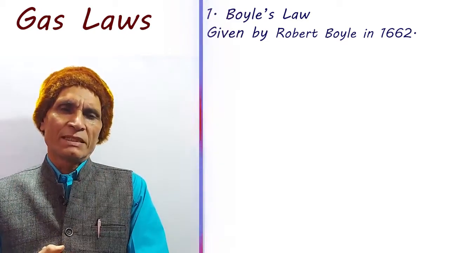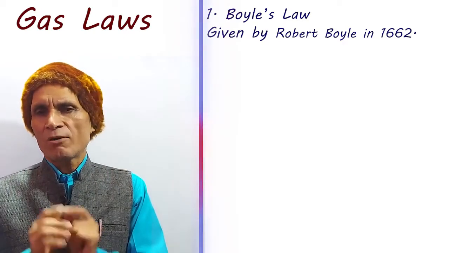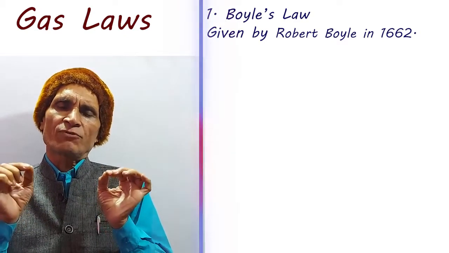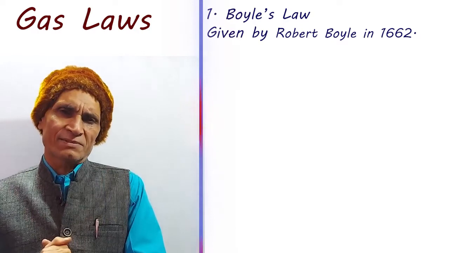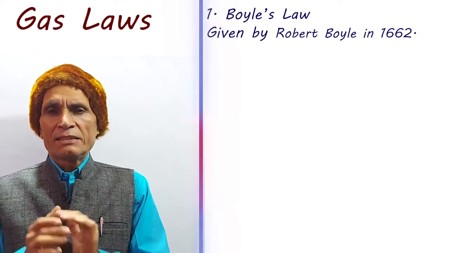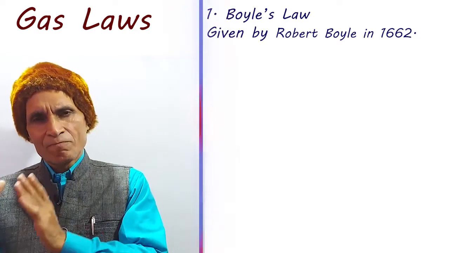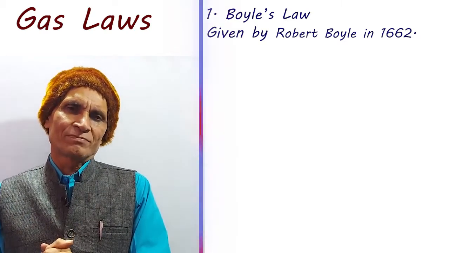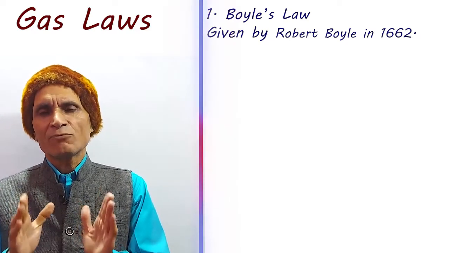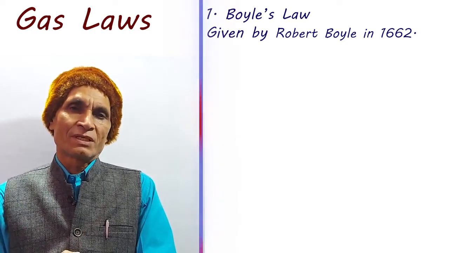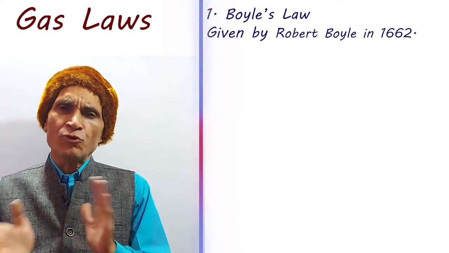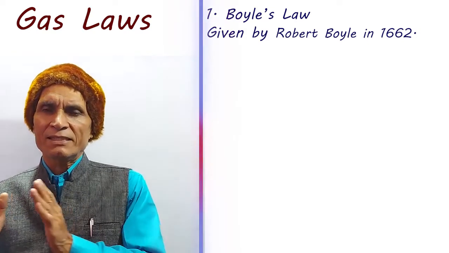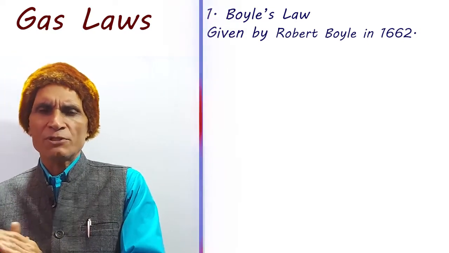Robert Boyle in 1662 observed that at constant temperature the volume of a definite mass of a gas decreased by one half of its original volume when pressure was doubled, and volume became 4 times when pressure was decreased to 1/4 of its original pressure.